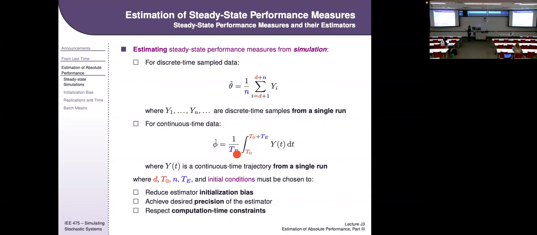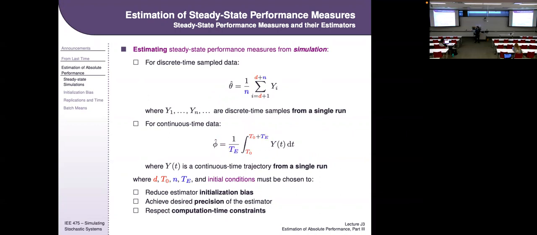That's fixed down here, where if I'm taking continuous time data, I need to say when do I start and when do I end? So I integrate from the end of the warm-up period all the way through this interval after the warm-up period, and I take the average divided by TE.